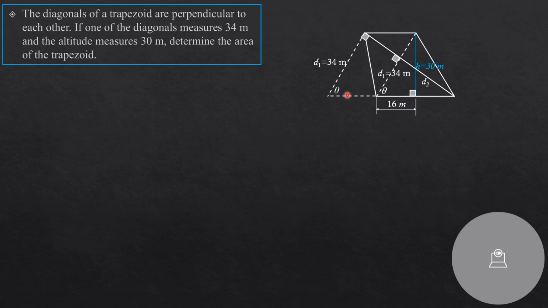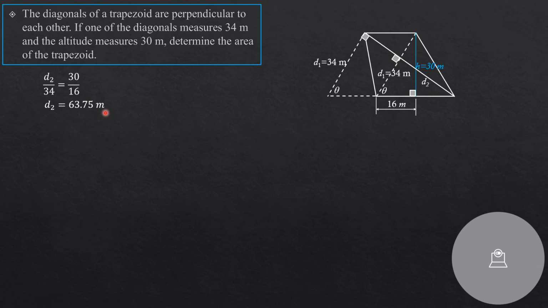So we use the opposite of theta, which is diagonal 2, as to the adjacent of theta, which is 34 for the big right triangle. And for the small similar right triangle, the opposite of theta is the altitude 30 and the adjacent of theta is 16. So again, diagonal 2 is to 34 as 30 is to 16. So solving for diagonal 2 gives 63.75 meters.